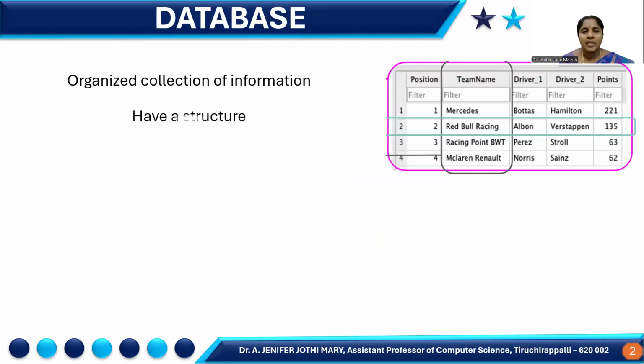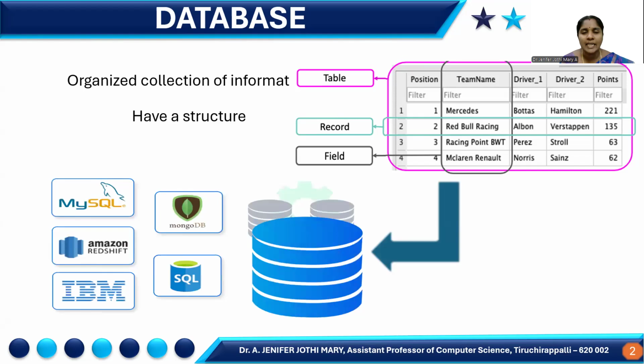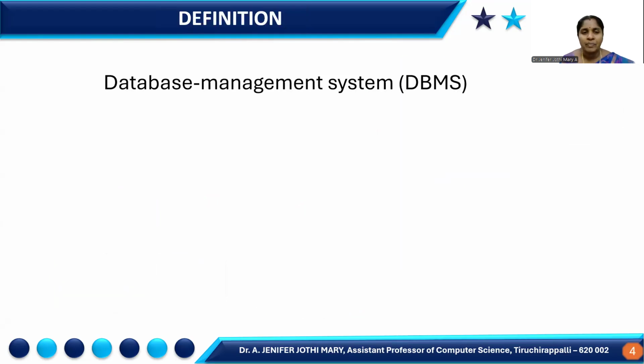Database management system. Here, it is nothing but an organized collection of information which has a structure. So structure in terms of tables, and a table can have two components: a row is referred to as a record and a column is referred to as a field. These data are stored in a database such as SQL, MongoDB, Oracle.